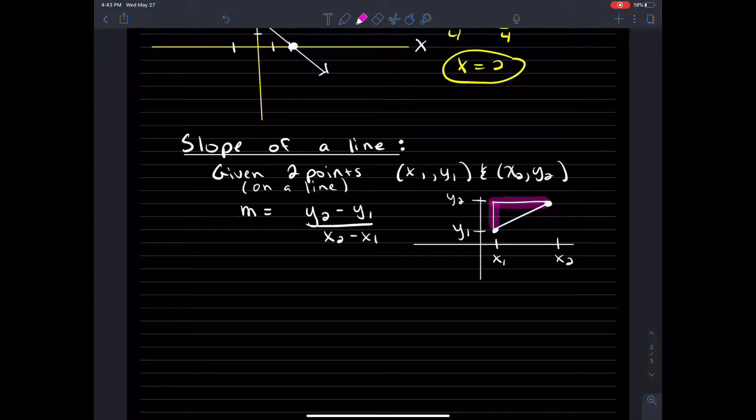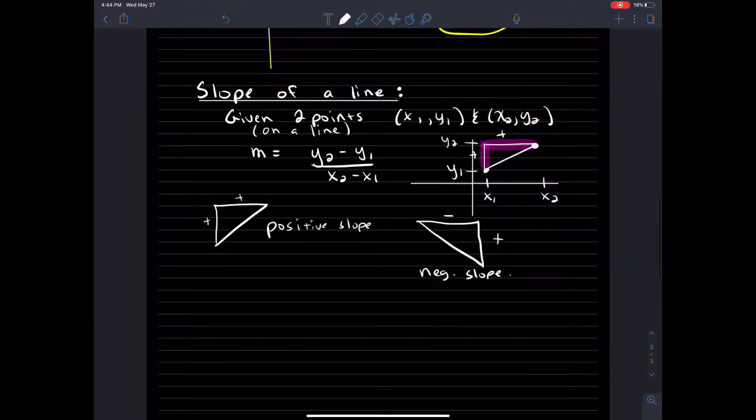And of course, if they're both positive, plus plus, you have a positive slope. And if we're going this way, we can rise and then run left. That's plus, run left. That's a negative slope.